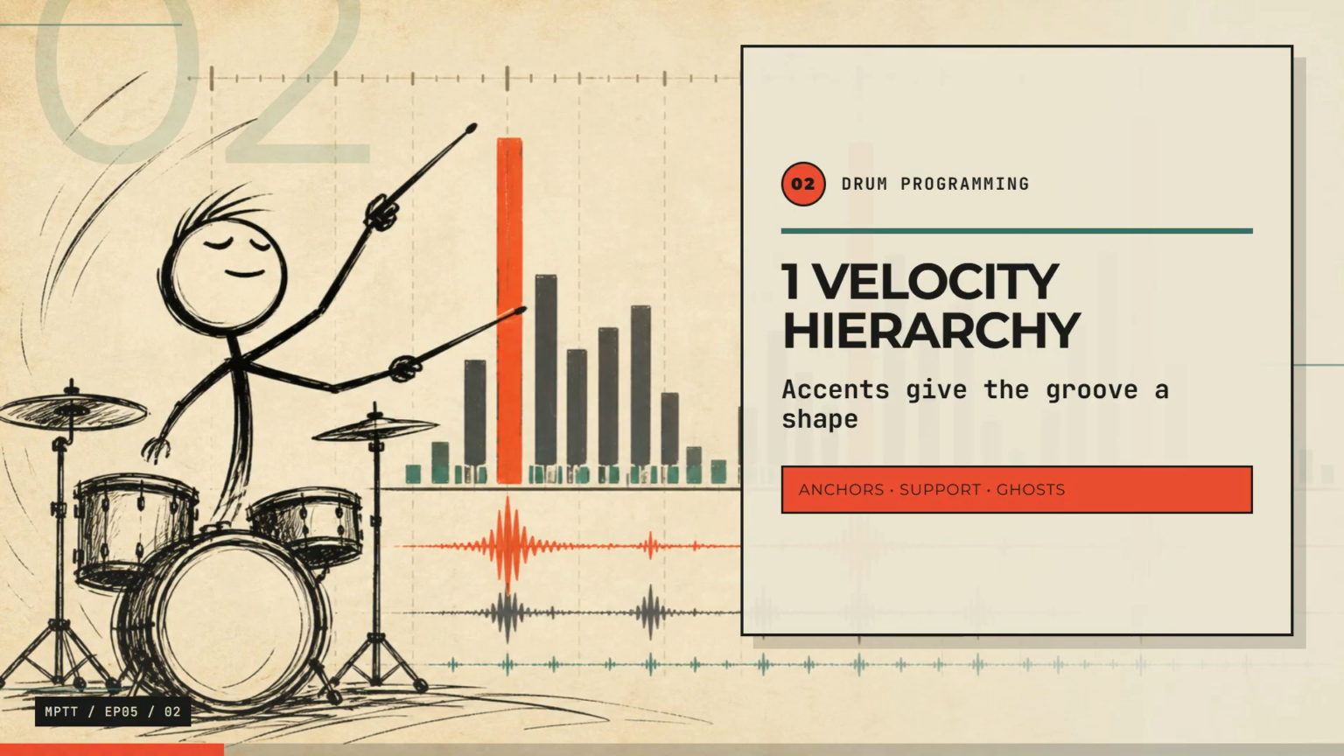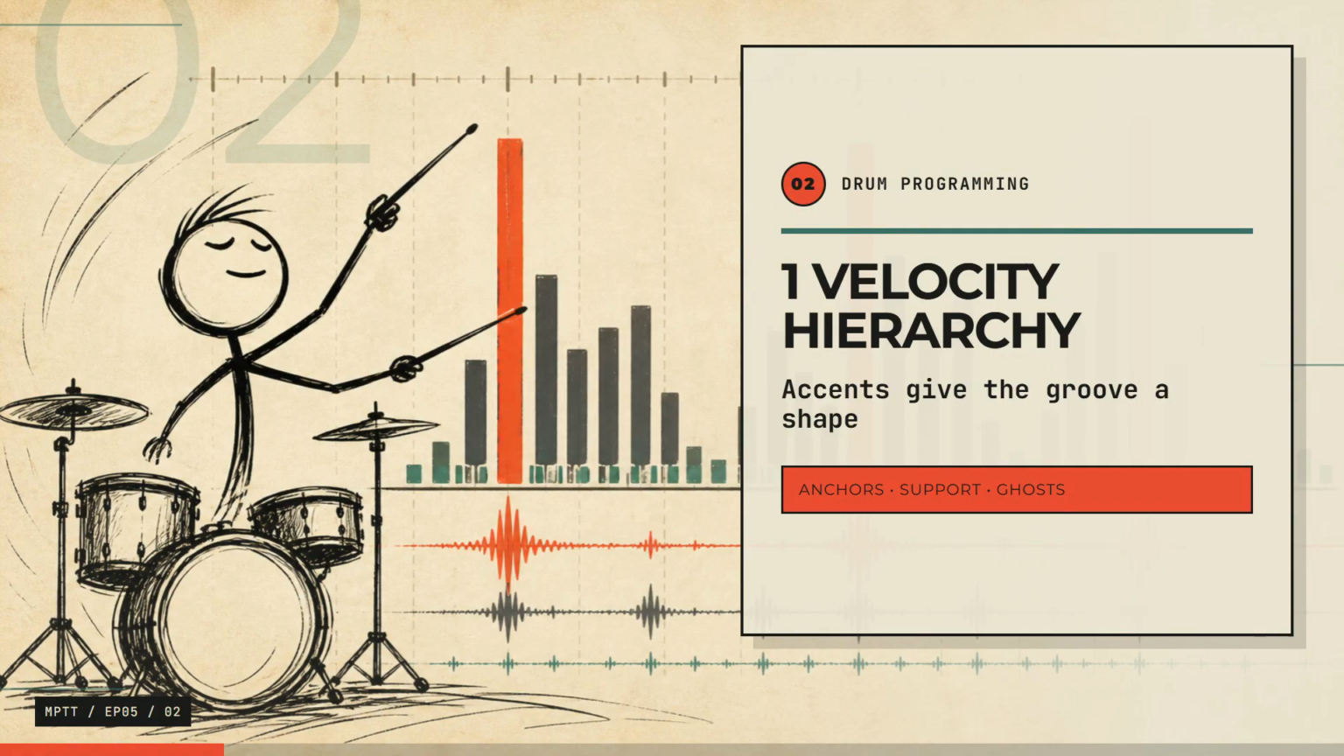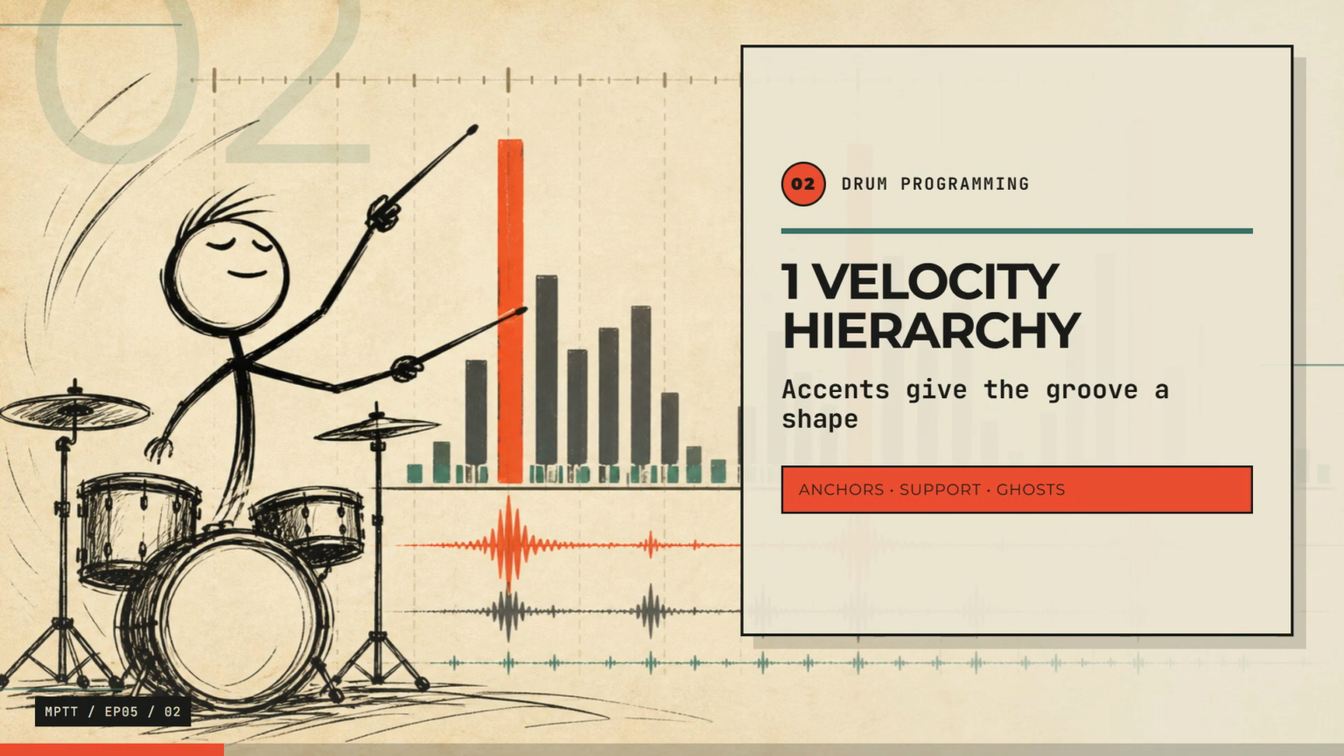Start by separating the pattern into 3 roles. First, identify the anchors, the downbeat kick, the main backbeats, or any hit that defines the phrase. These can live in the stronger range. Next, identify supporting hits. They reinforce the groove without demanding the same attention. Finally, identify ghost notes and quiet connective details.